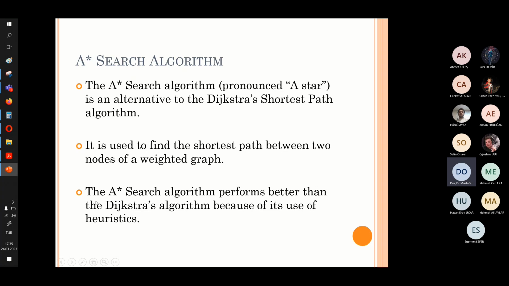And the last thing, A-star search algorithm performs a lot quicker than Dijkstra's algorithm because of its use of heuristics. A heuristic is probably a new word for you. In Turkish, it is called sezgi. How can I describe it? You have got some intuition about what you can do while solving the problem.